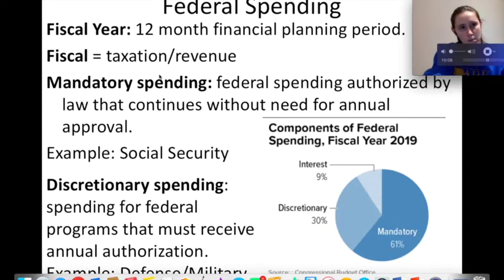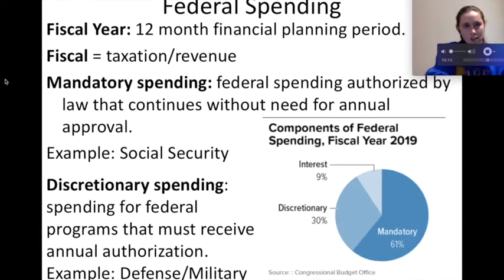We have mandatory and discretionary spending. Mandatory spending is spending that the federal government must do. You can think about it as they do not have an option. It is mandatory. And a good example of this is Social Security.